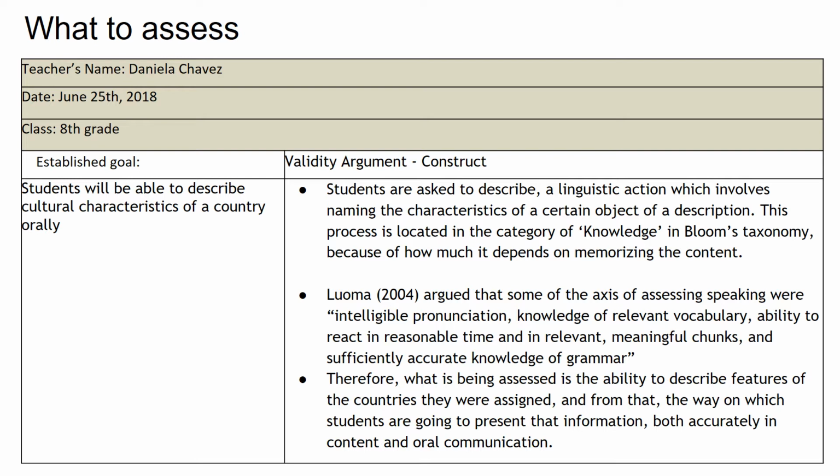the content. Bloma argued that some of the axes of assessing speaking were intelligible pronunciation, knowledge of relevant vocabulary, ability to react in reasonable time and in relevant, meaningful chunks, and sufficiently accurate knowledge of grammar. Therefore, what is being assessed is the ability to describe features of the countries that they were assigned, and from that, the way in which students are going to present that information, both accurately in content and oral communication.